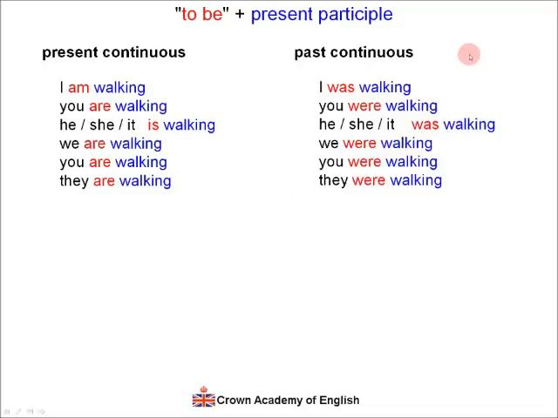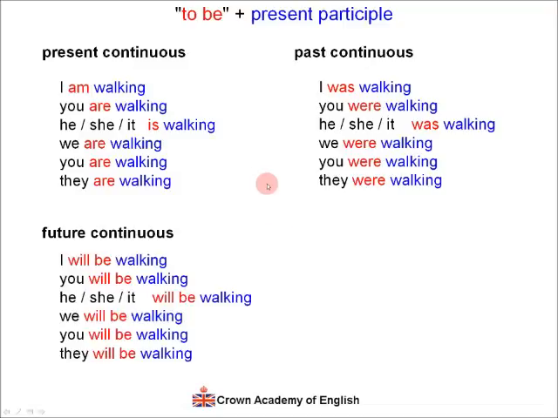Past continuous. And this is made up of the verb to be in the past tense: I was, you were, he, she, it was, we were, you were, they were, plus the present participle, walking. Okay? So this is the auxiliary verb. This is the main verb. Future continuous. I will be walking, you will be walking, he, she, it will be walking, we will be walking, you will be walking, they will be walking.